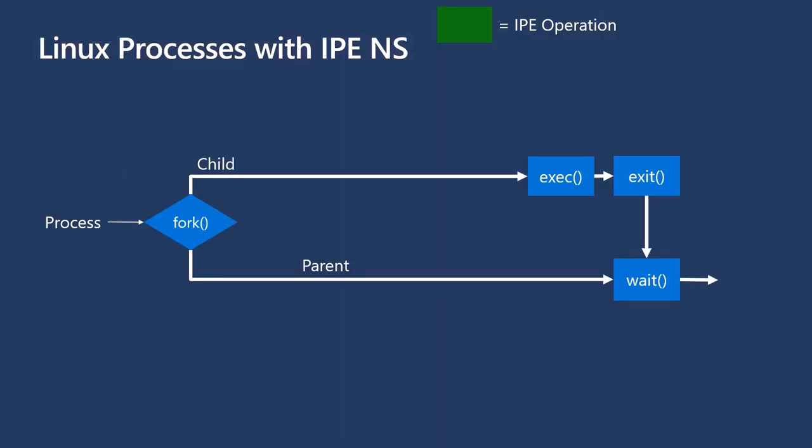So this is a classic example of the fork exec. I hope everyone's seen this before. It's a pretty basic thing on Linux. So this is basically how the IPE namespace works from an interface perspective. As a consumer, what do I need to do to set up a namespace?